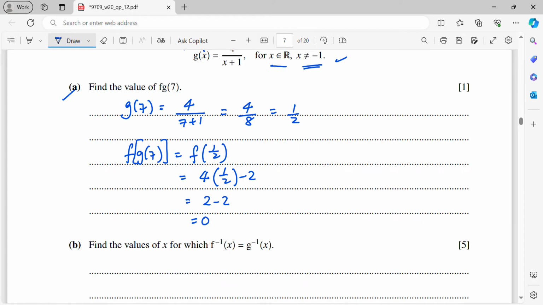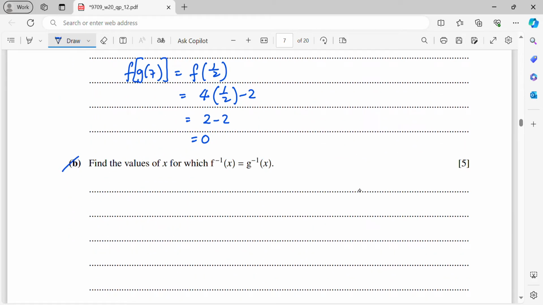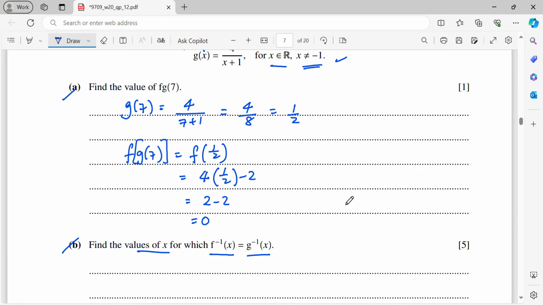Okay, so that is the solution for A. Now part B, find the values of x for which the inverse of f equals the inverse function of g. So right now we need to get both inverse functions.